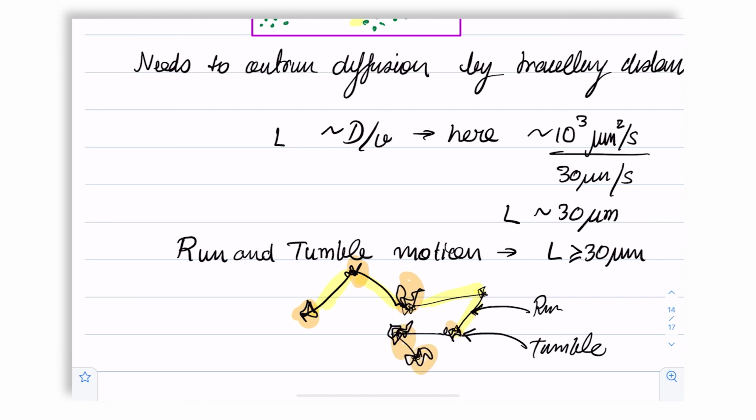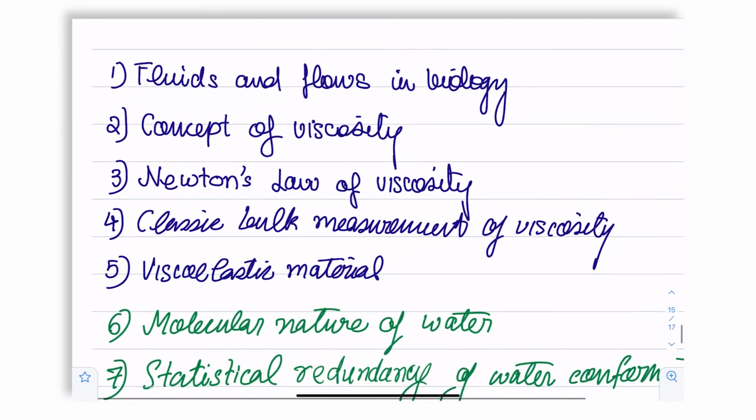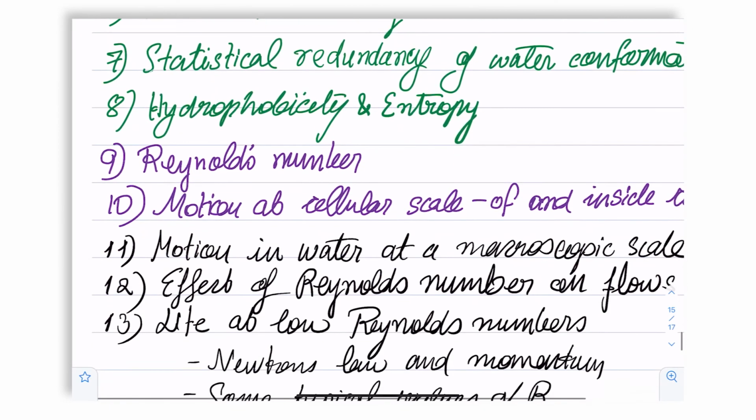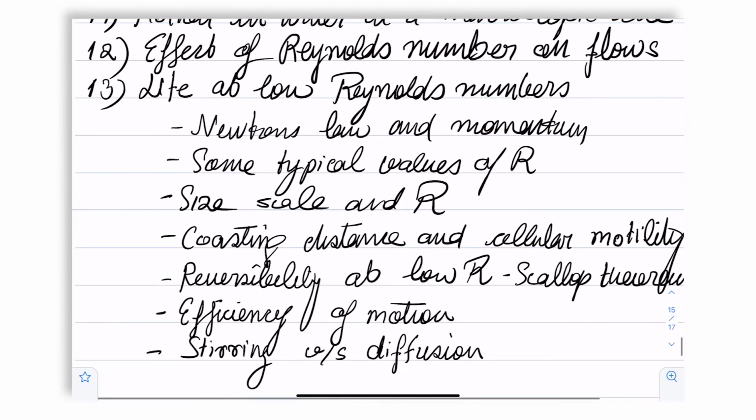So in a sense, Ed Purcell's point is that bacteria have discovered the physical laws that govern their behavior and have tuned their behavior, at a single cell, very simple organism level with no brain, no neurons, to do something very, very intelligent. So with that, I end this segment, and you've gone through a lot of these topics: fluid flows, concepts of viscosity, Newton's law, viscoelasticity, Reynolds number, life at low Reynolds number, and we will now start a new topic.